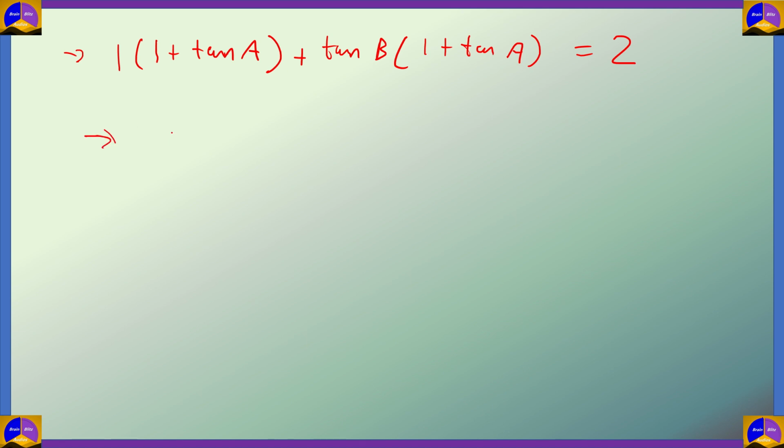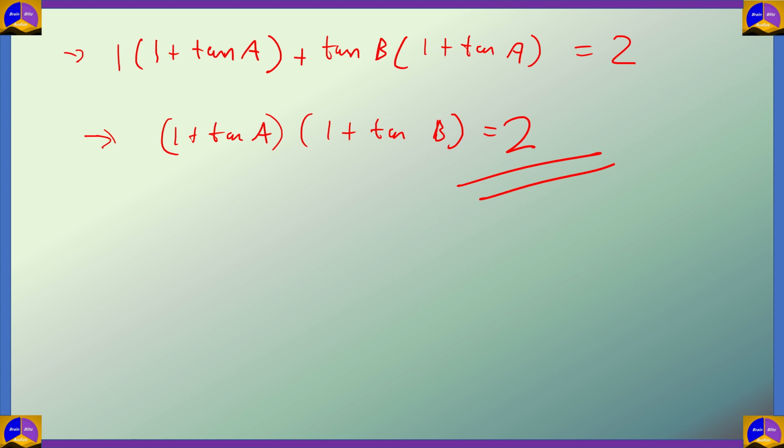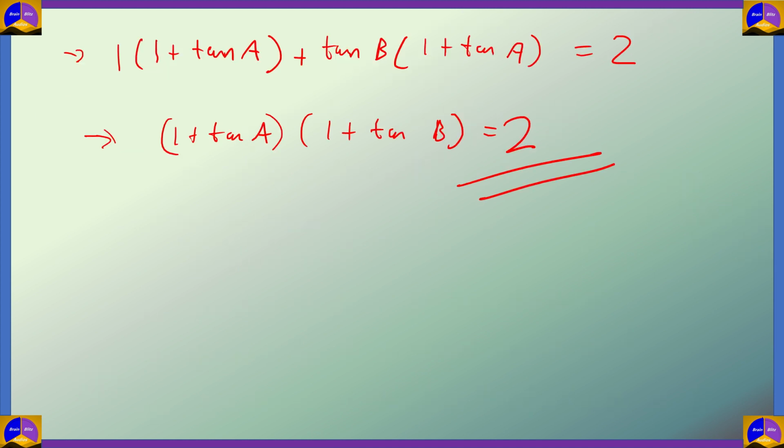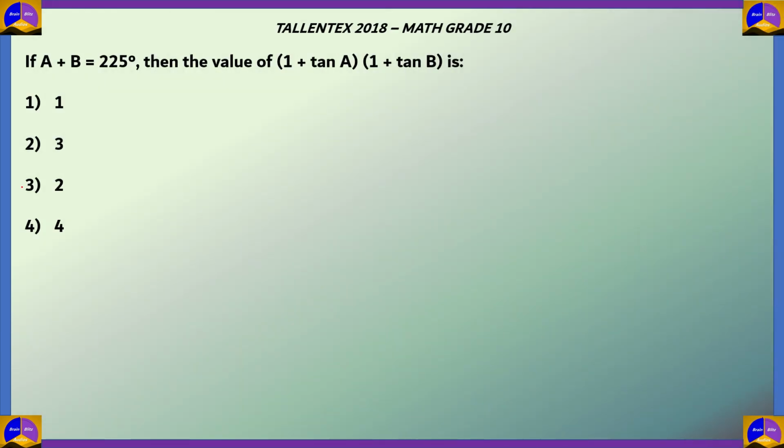All we have to do is group them effectively, so therefore 1 plus tan A multiplied by 1 plus tan B is equal to 2. And there you have it. We got our answer. Because if you look at the question, the task was to find the value of 1 plus tan A multiplied by 1 plus tan B. And by using the particular identities and the correct value of the tangent, we got 1 plus tan A times 1 plus tan B as equal to 2. So therefore, option 3, the value 2, is the right option.